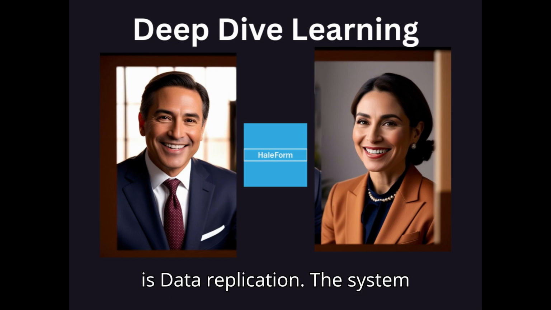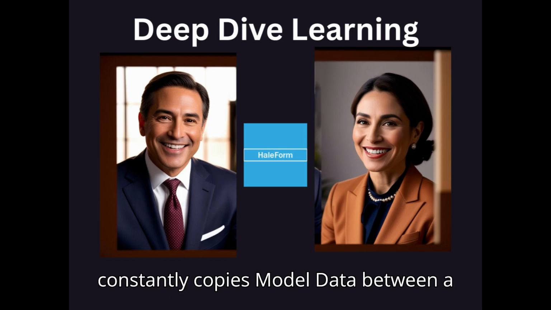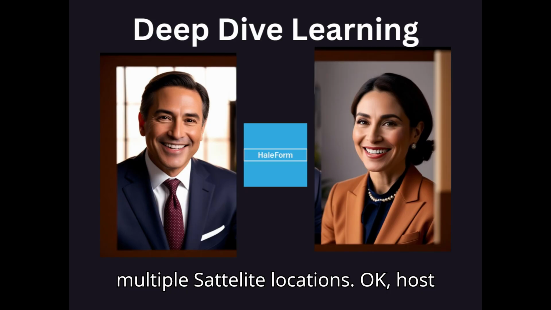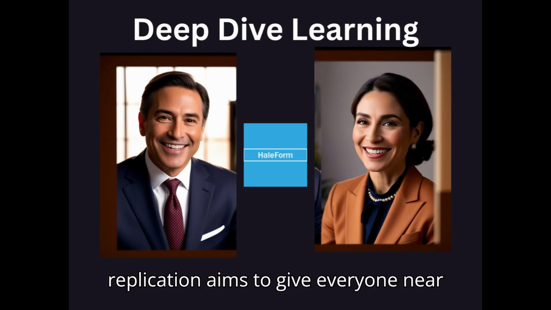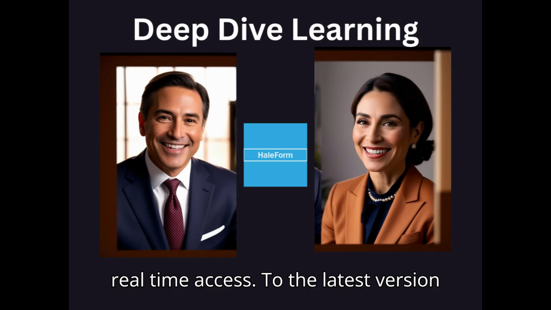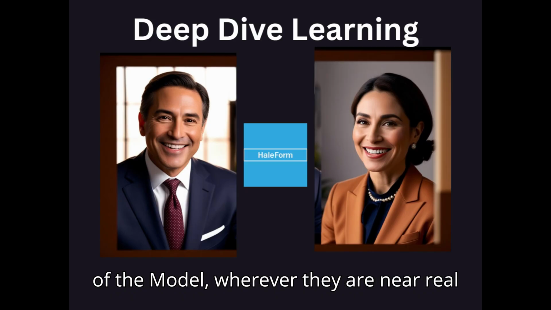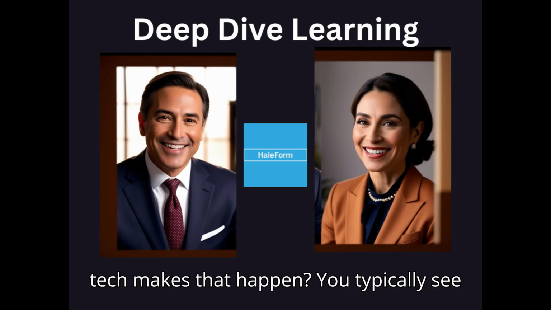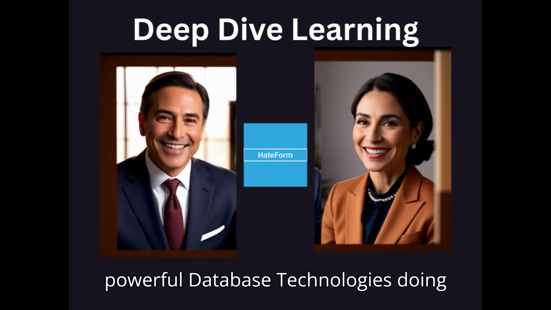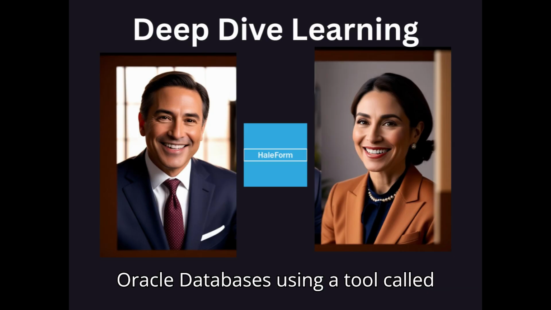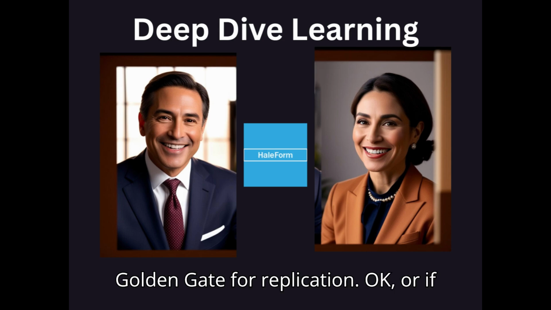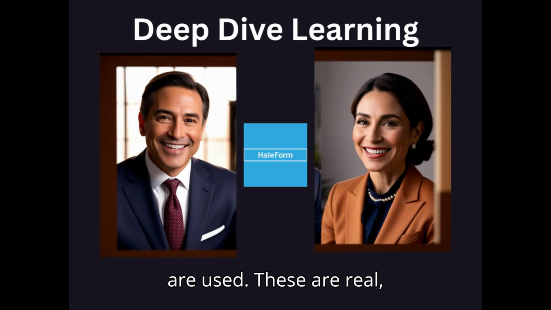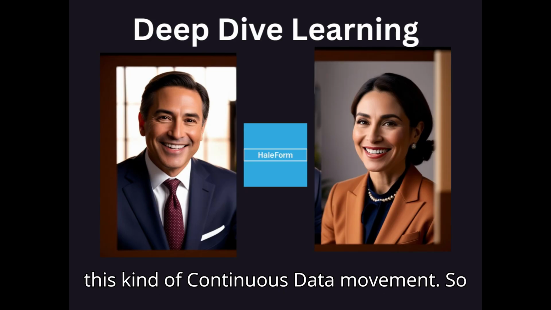The core idea is data replication. The system constantly copies model data between a central host location and multiple satellite locations. Okay, host and satellites. Right. And this replication aims to give everyone near real-time access to the latest version of the model, wherever they are. Near real time. Yeah. That sounds technically demanding. What's under the hood? What tech makes that happen? You typically see powerful database technologies doing the heavy lifting. Often it's Oracle databases using a tool called Golden Gate for replication. Okay. Or if the project uses Microsoft SQL Server, then its built-in replication features are used. These are pretty established technologies for this kind of continuous data movement.